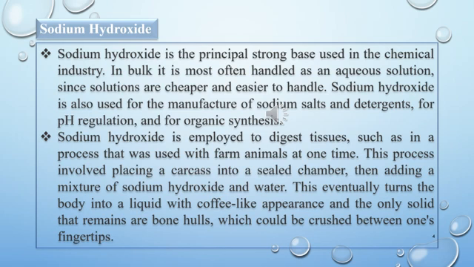Now, first of all, what is sodium hydroxide? Sodium hydroxide is the principal strong base used in the chemical industry. In bulk, it is most often handled as an aqueous solution, since solutions are cheaper and easier to handle. Sodium hydroxide is also used for manufacture of sodium salts and detergents, for pH regulation, and for organic synthesis.